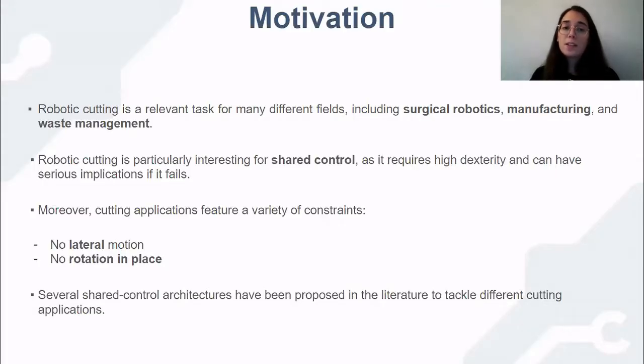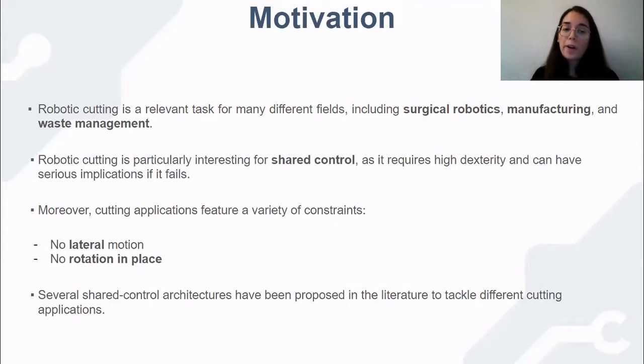Robotic cutting is a relevant task in different applications, for example surgical robotics, manufacturing, and waste management. It is particularly interesting for shear control because it requires high dexterity and can have serious implications if it fails. In addition, cutting applications have a variety of constraints that need to be taken care of. For example, no lateral motion and no rotation in place should be done, so as not to ruin the material that is being cut or the scalpel itself.